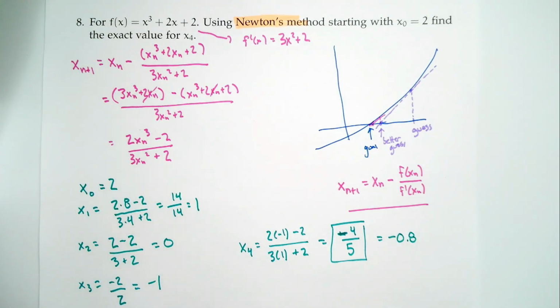Now what's the real answer? I don't know. In fact, Newton's method doesn't find the real answer. It's all about finding a better answer. And if you do it often enough, you get something so good that you say, look, for all intents and purposes, that would be the right answer.